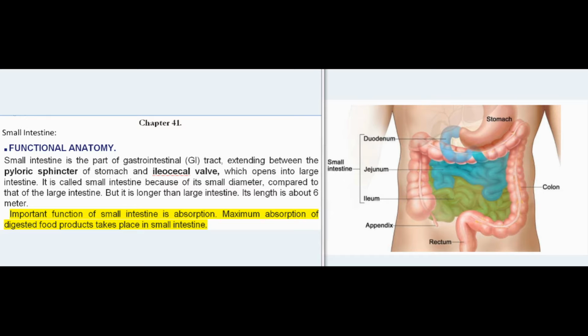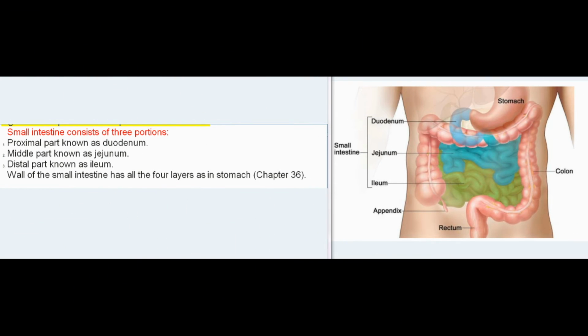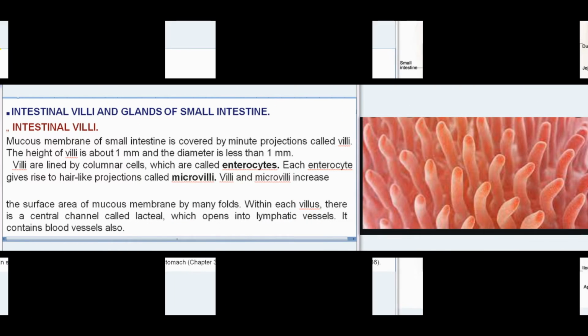Its length is about 6 meters. Important function of small intestine is absorption. Maximum absorption of digested food products takes place in small intestine. Small intestine consists of 3 portions: proximal part known as duodenum, middle part known as jejunum, distal part known as ileum. Wall of the small intestine has all the 4 layers as in stomach, chapter 36.